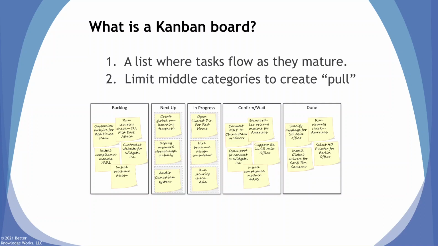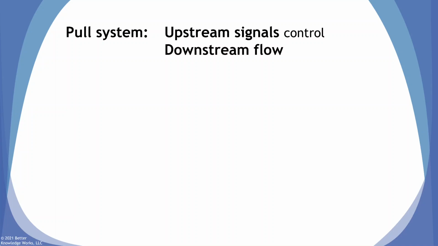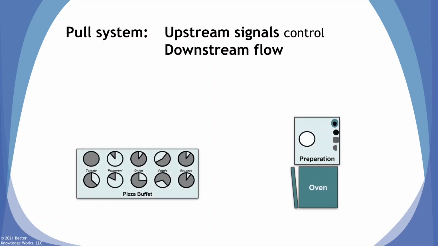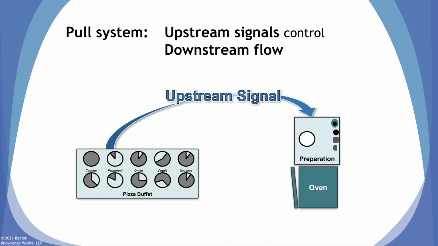Second, a Kanban must have limits on tasks in the middle categories to create what's called a pull system. For example, here, next up and in progress are limited to 3 tasks. A pull system uses upstream signals to control downstream flow. Let's use a pizza buffet to demonstrate this. The upstream signals are produced by monitoring how much of each type of pizza is left. The downstream flow is the production of the pizzas and the delivery to the buffet table.